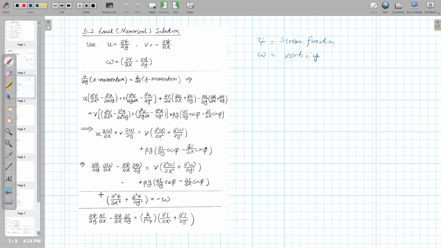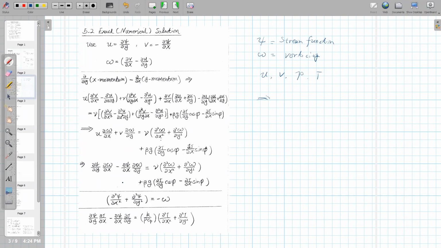There is another relation for omega, because omega is defined as partial v partial x minus partial u partial y. You can substitute the stream function definition for u and v into this omega definition, and you will also have partial squared psi partial x squared plus partial squared psi partial y squared equal to minus omega. So what does this mean? Before this conversion, the unknowns were u, v, P, and T.